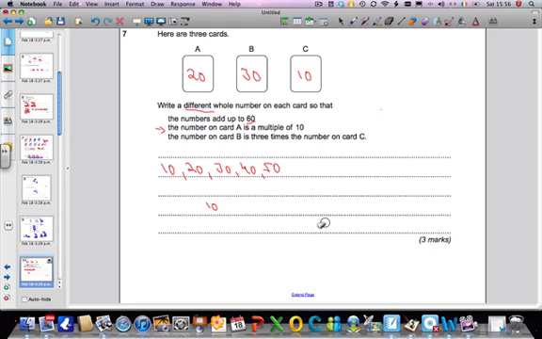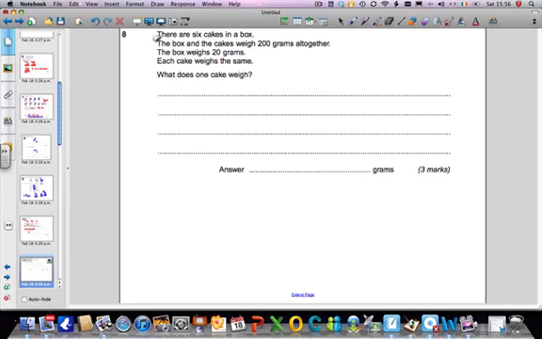Okay, moving swiftly on. Question 8. We're told that there are 6 cakes in a box, and the box and the cakes together weigh 200 grams. It tells us that the box weighs 20 grams and that each cake weighs the same. So we need to know what 1 cake weighs.